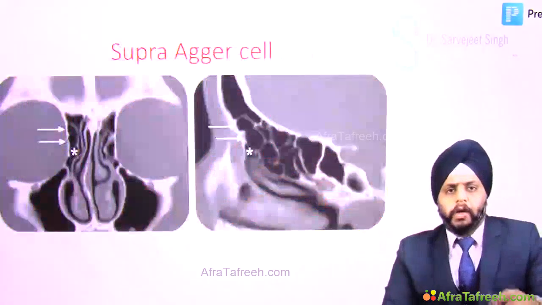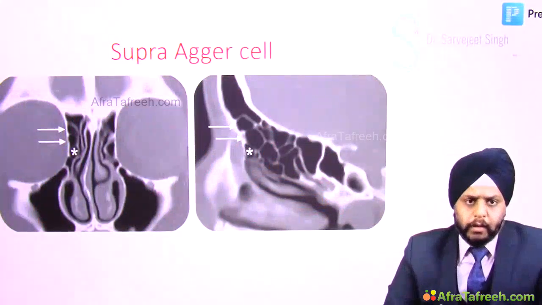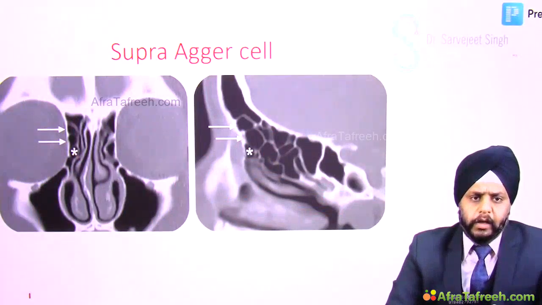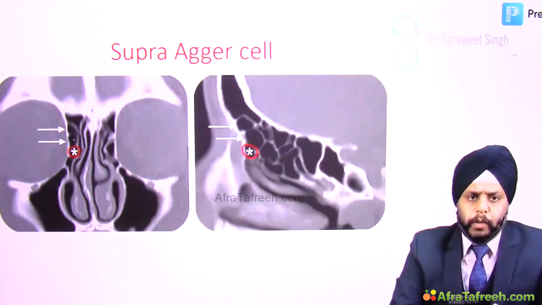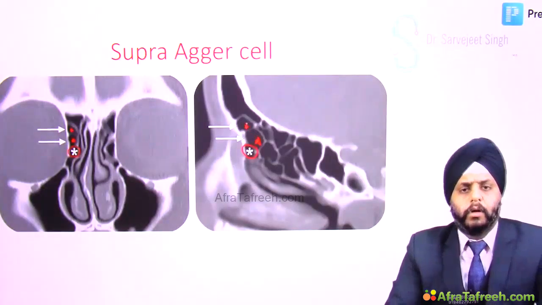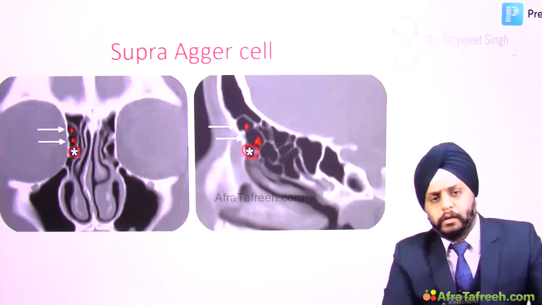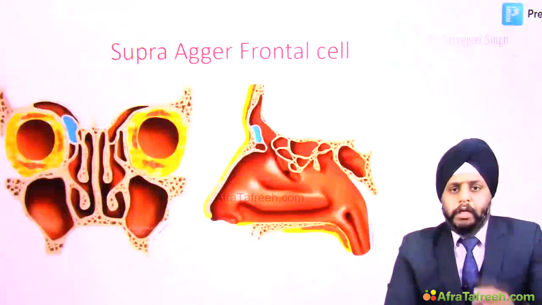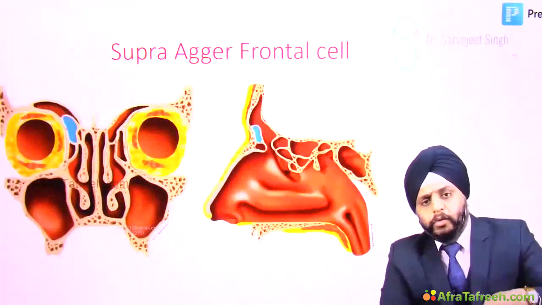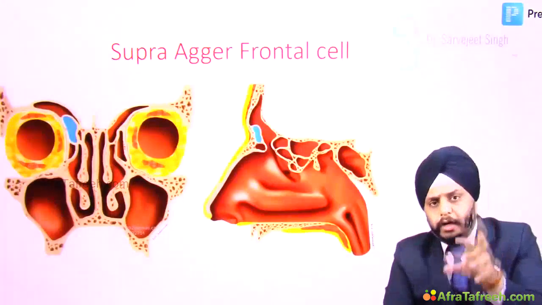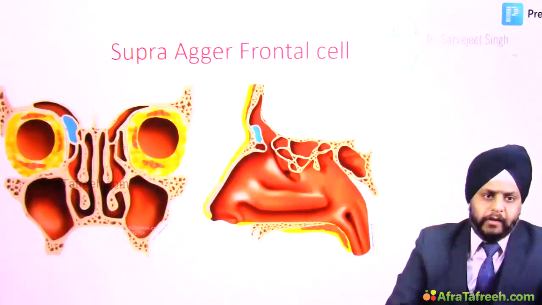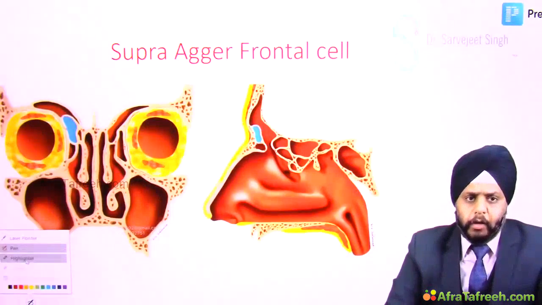Now let's look at this CT scan. Here we have the agger nasi, which we have marked with an asterisk, and you can see two supra-agger cells, 1 and 2, in the sagittal cross section also. If this supra-agger cell goes into the frontal sinus, we now call it a supra-agger frontal cell. You see it has breached the frontal ostium and gone into the frontal sinus.